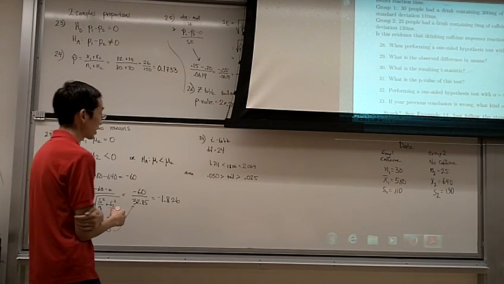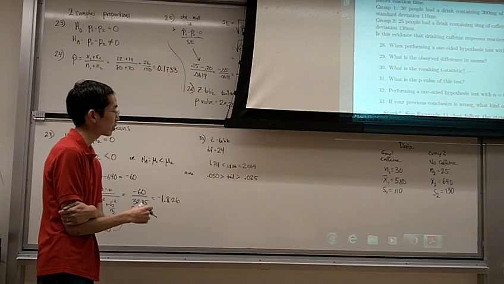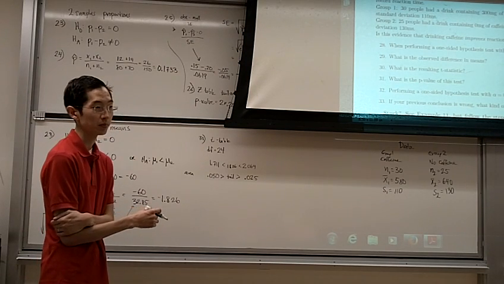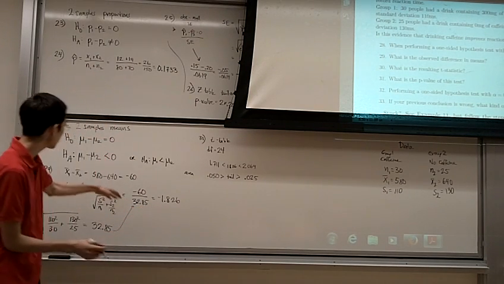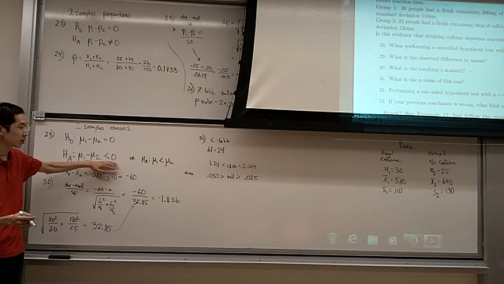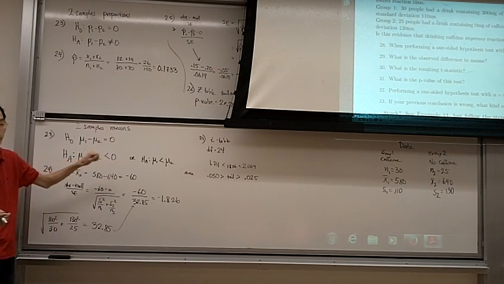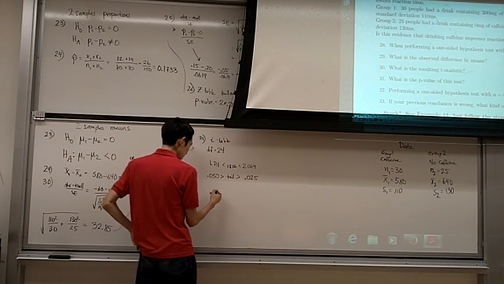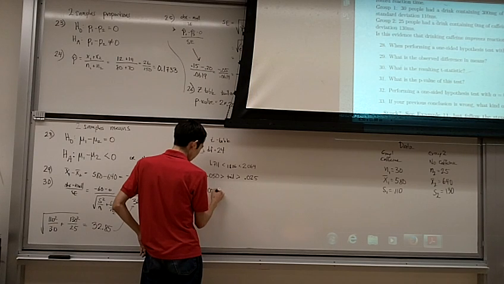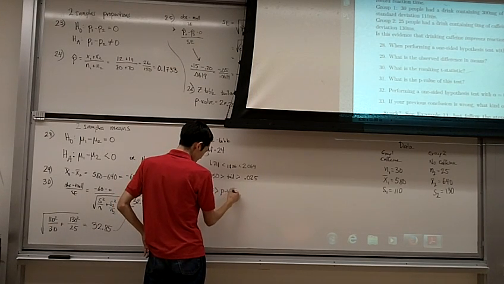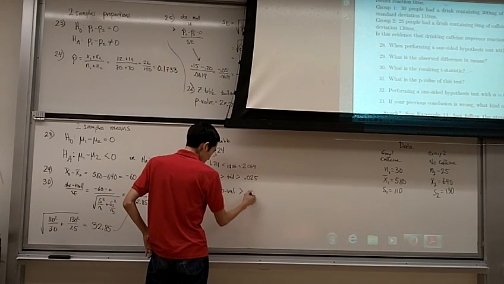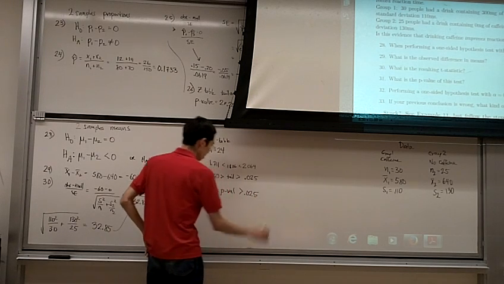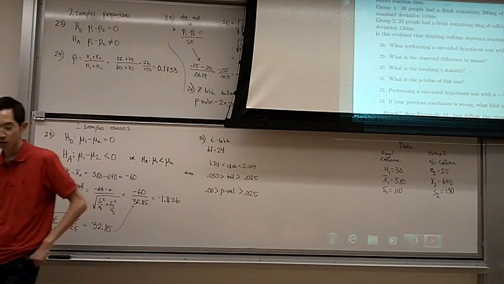Do I leave my tail area as is, or do I double it to get my p-value? Leave it as is, because my alternative has a not equal sign. So this means I have a one-sided test, so I leave my tail area as is. And so my p-value is between 0.05 and 0.025.